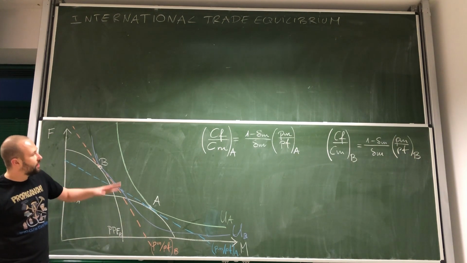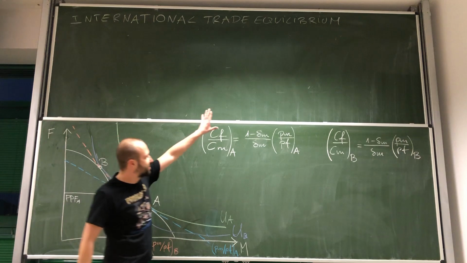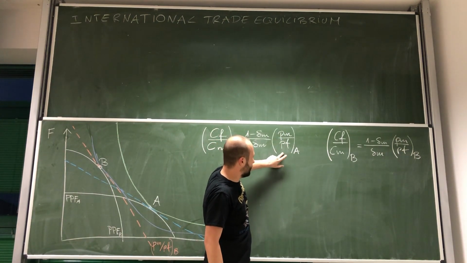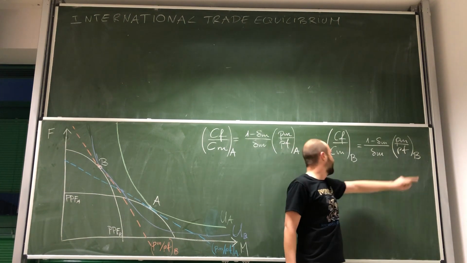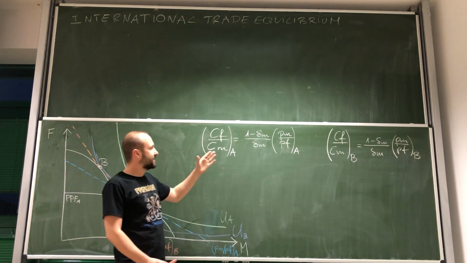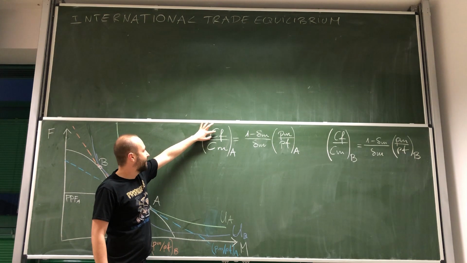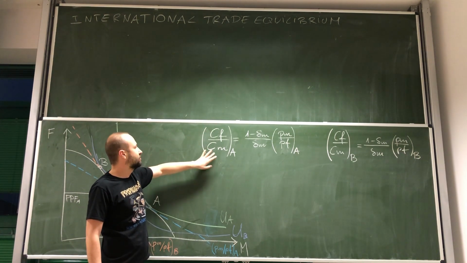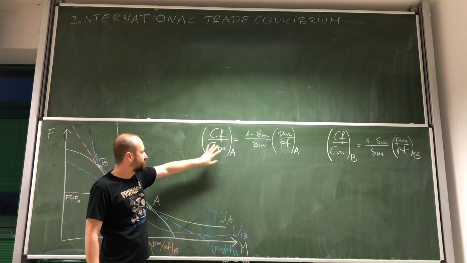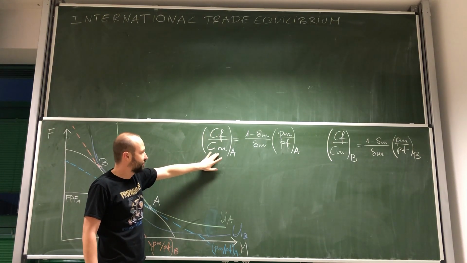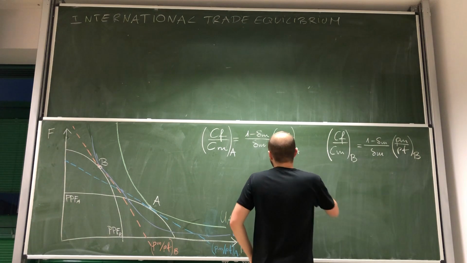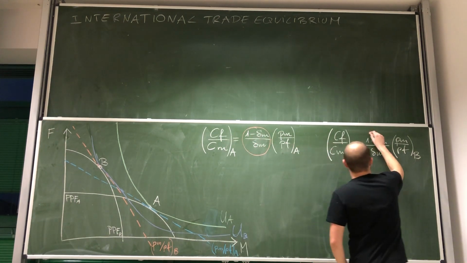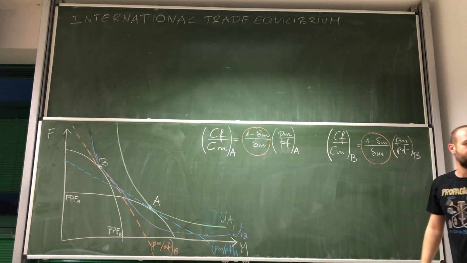Look, we will have, of course, different price ratios in Austria and Bolivia. We will have, as a consequence, different ratios of consumption of food to consumption of manufacturers in Austria and Bolivia. But look, this part is the same in both countries.